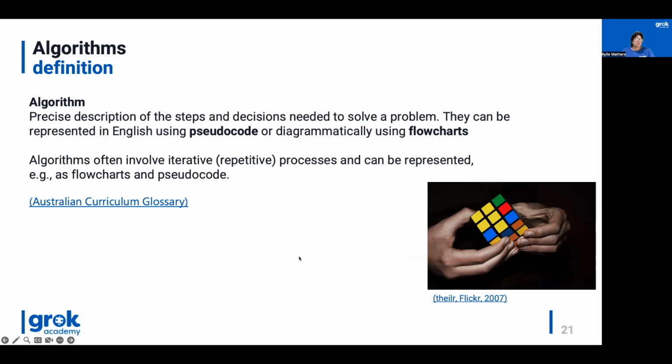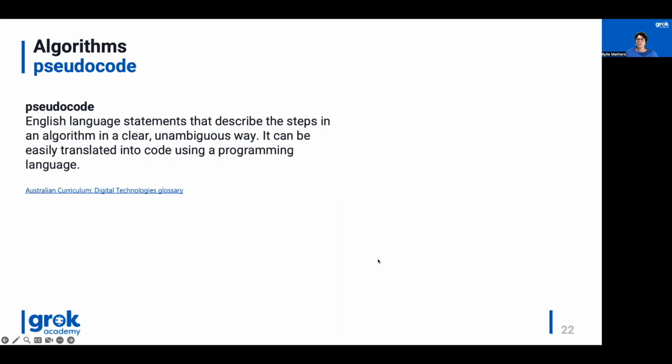Looking at algorithms, it always helps to have a little look at the glossary in case we're not entirely sure. So we've found in the Australian Curriculum Glossary, it's a series of steps or decisions that need to be followed to solve a problem. It's saying there that it can be used in pseudocode or flowcharts. They can be iterative processes, or I suppose repetition as it goes through. So pseudocode in particular, out of the algorithms, are little English statements that describe the steps in an unambiguous way.